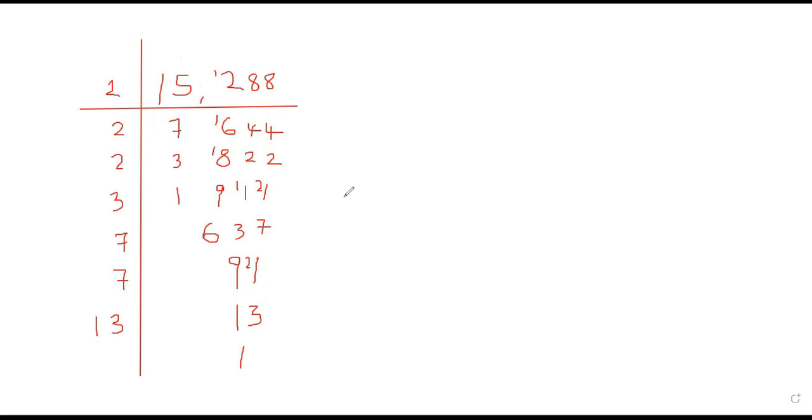And then I have it written out as 2 times 2 times 2 times 3 times 7 times 7 times 13. So this gives me 15,288. Now follow this step, you'll be able to solve any number. You'll be able to determine the prime factor of any number.